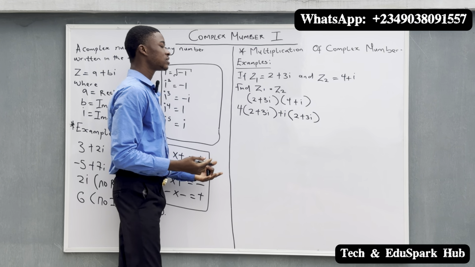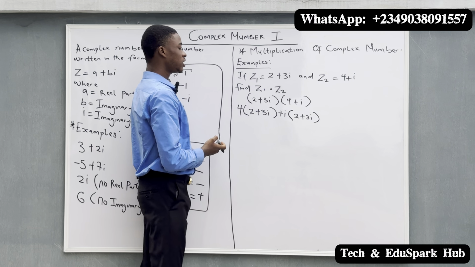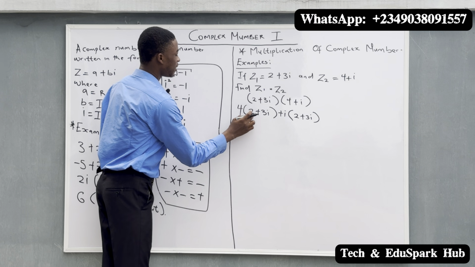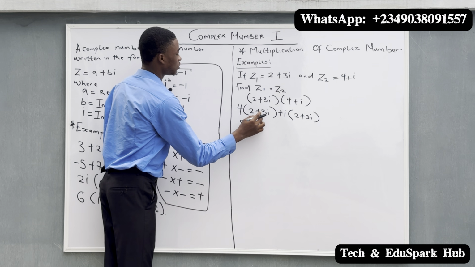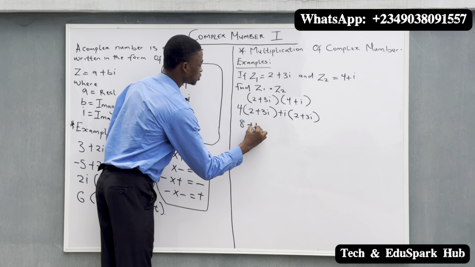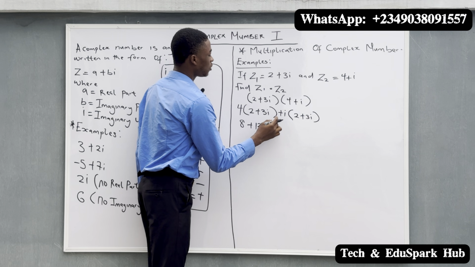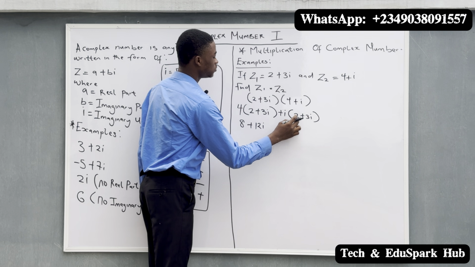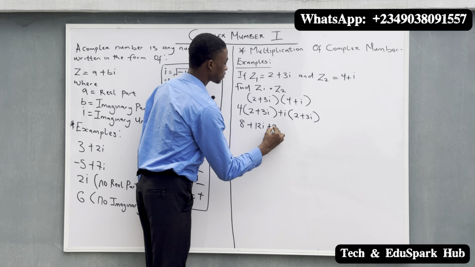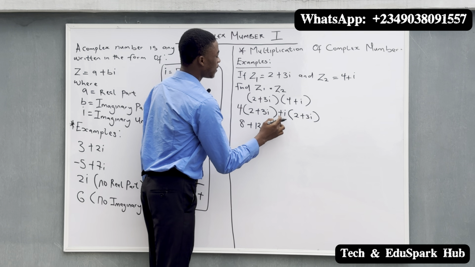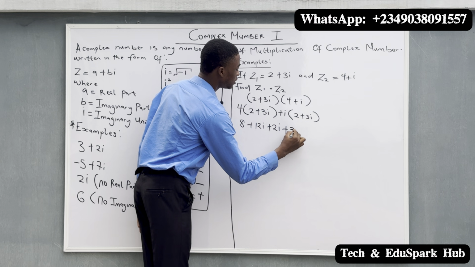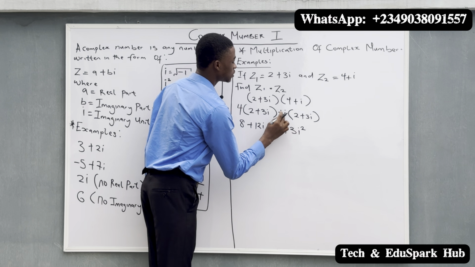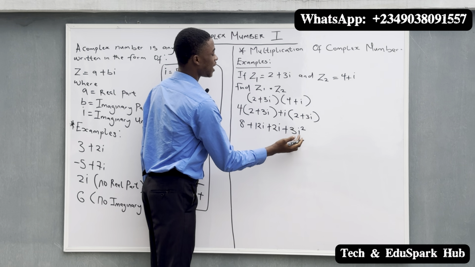So in this case, we can just easily do our normal algebraic multiplication. So we have 4 multiplied by 2, which will give us 8. And we also have 4 multiplied by plus 3I, which will give us plus 12I. And also we have plus I multiplied by 2, which will give us plus 2I, followed by plus I multiplied by plus 3I, which will give us plus 3I square, because we are only having I in this case, so it will be I square.